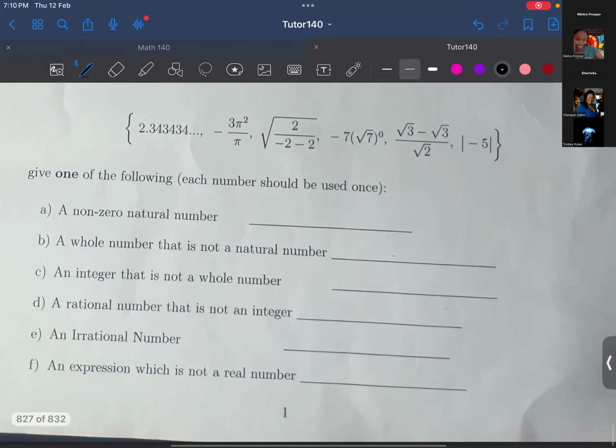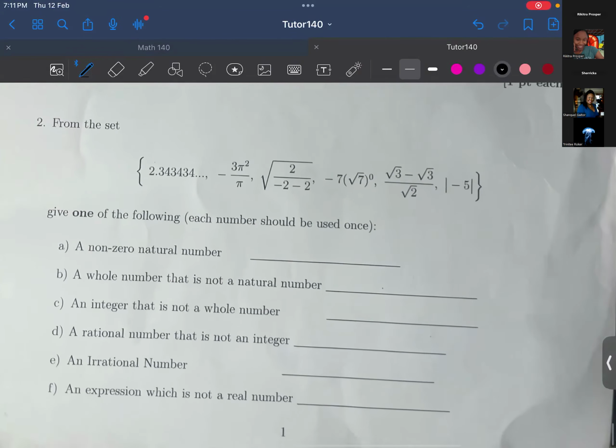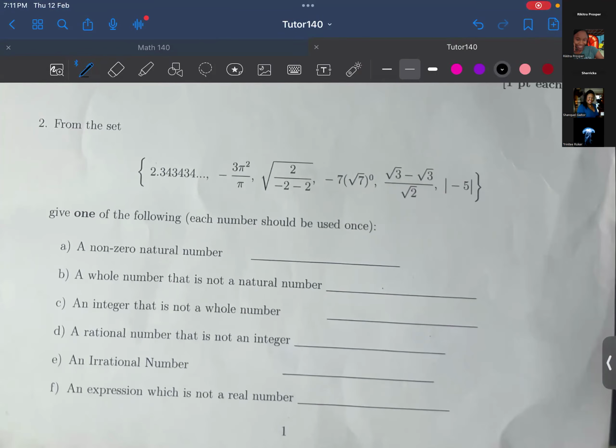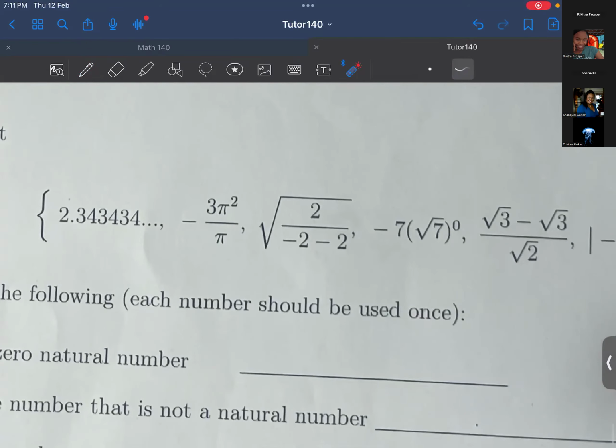Okay, so give one of the following. Each number should be used once. I'm tutoring for a while, and every time I tutor, I let students know that when you see something like this, before you want to start putting numbers in, simplify it. Simplify all the numbers that you see here. This one could be simplified over here. This is negative 3 pi squared divided by pi. We could just divide one of the pi's out and we'll have negative 3 pi.